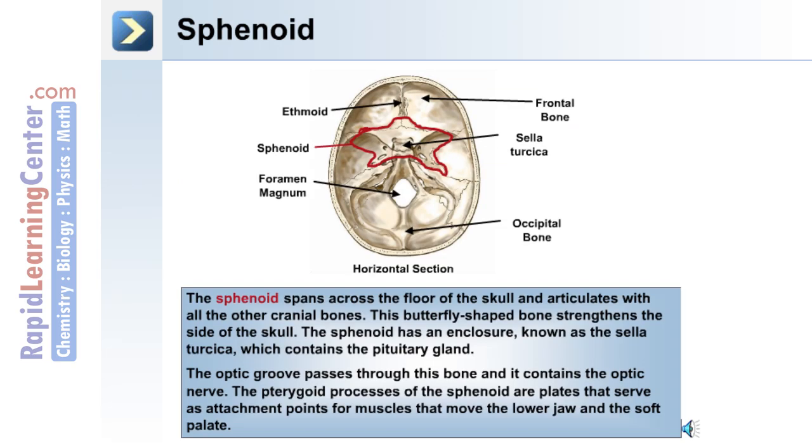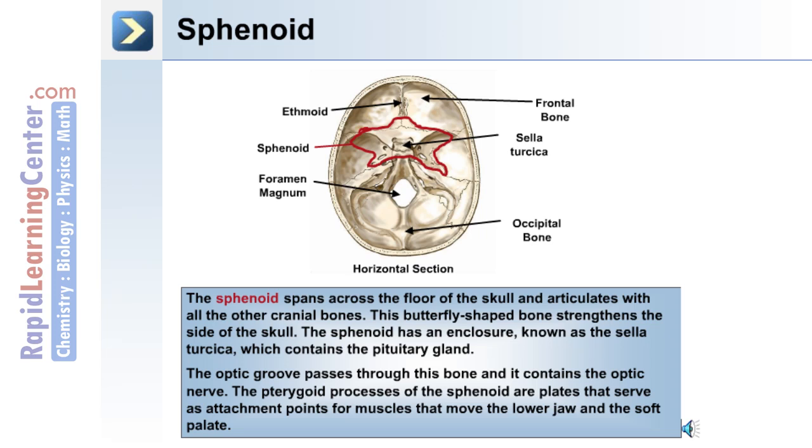The sphenoid bone is a bat or butterfly-shaped bone that spans across the floor of the skull and articulates with all the other cranial bones. This bone strengthens the sides of the skull. It has an enclosure known as the sella turcica, which contains the pituitary gland. The optic groove passes through this bone and it contains the optic nerve. The pterygoid processes of the sphenoid are plates that serve as attachment points for muscles that move the lower jaw and the soft palate.